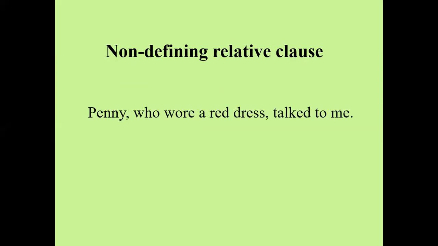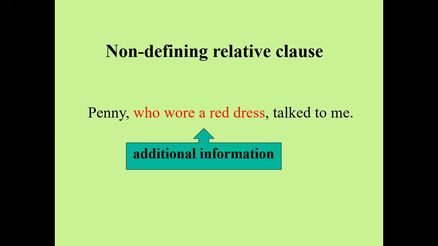Penny, who wore a red dress, talked to me. The relative clause, who wore a red dress, is additional. It is extra because you know who talked to you. This is Penny. You even know her name. So we call this clause a non-defining relative clause.